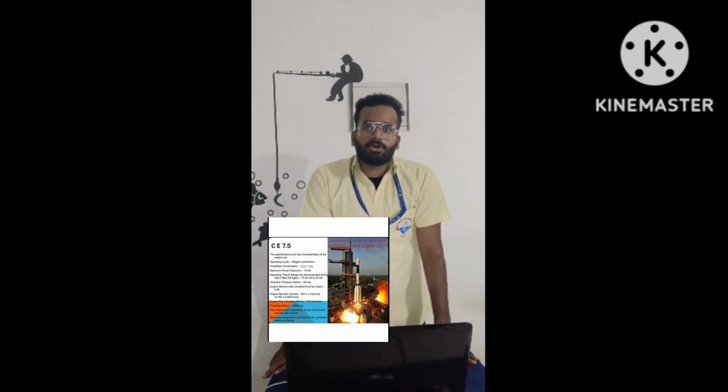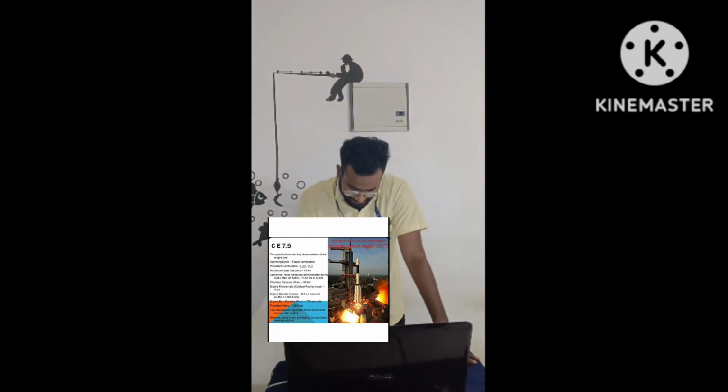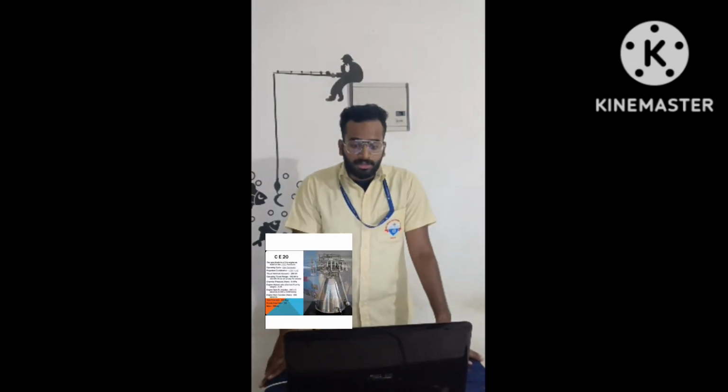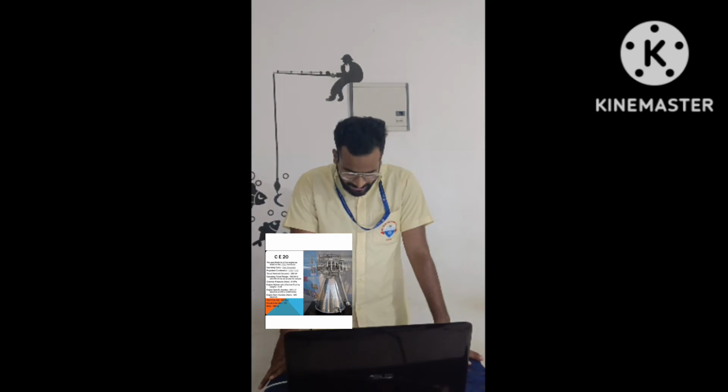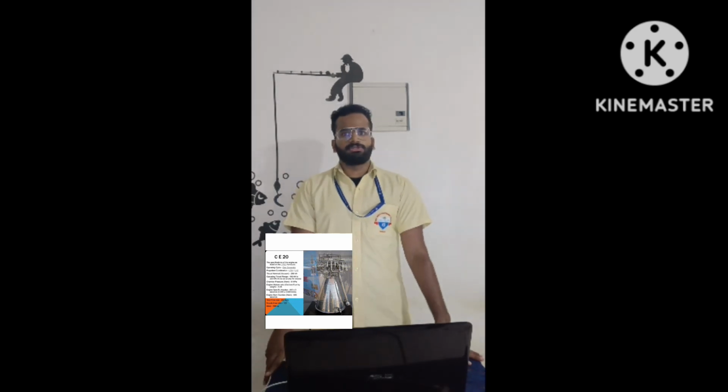It is the picture of CE20, which is one of the cryogenic engines also.